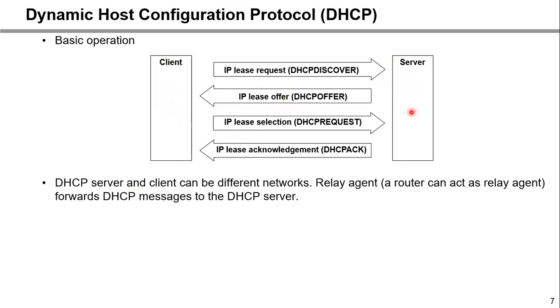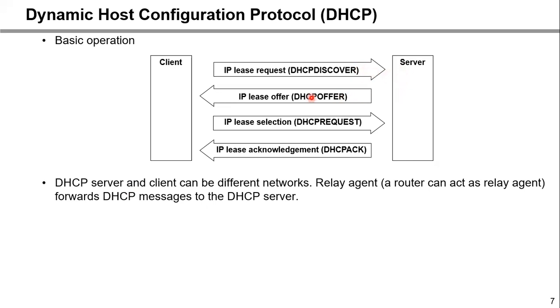There is a DHCP server available in the network which can offer the IP address. So the first message, whenever the client gets switched on, is that the client sends a DHCP discover in the network. Now this is a broadcast message, and only the server can respond to this message.